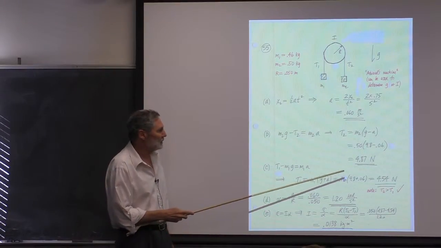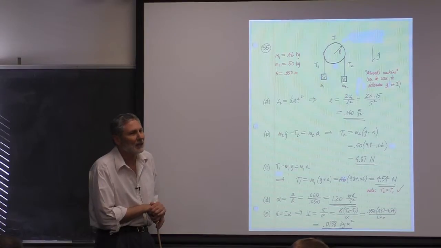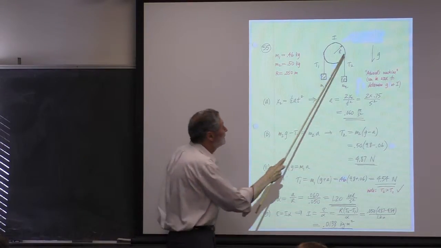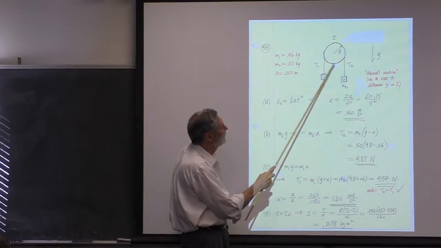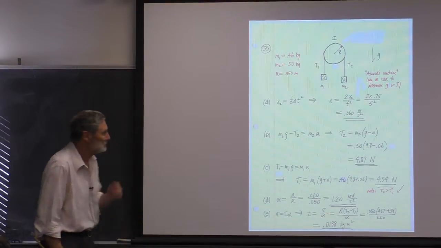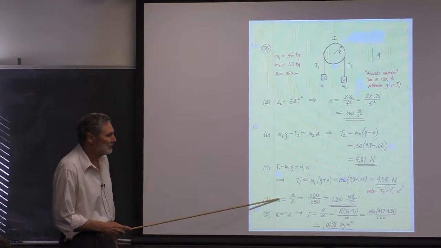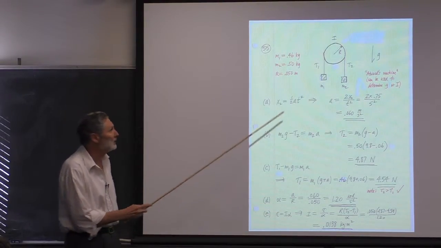In fact, not only are they different, but which one's bigger? T2 has to be bigger because the disc has to rotate this way. So this torque has to beat out that torque. Okay, we can get an angular acceleration is a over R. Remember, because there's no slipping of the cord. We talked about that yesterday.